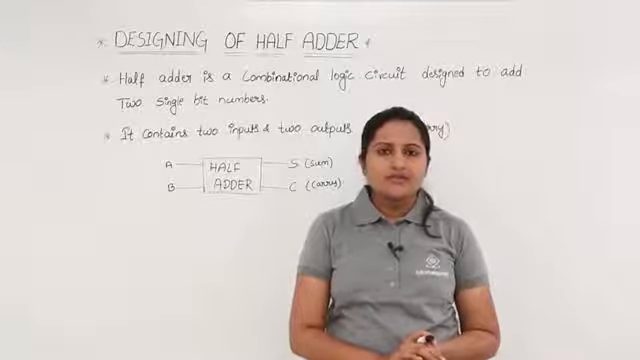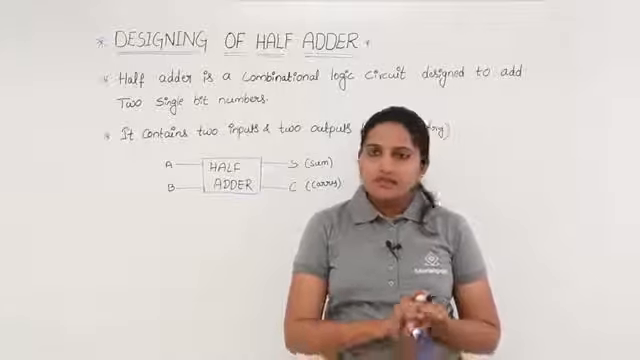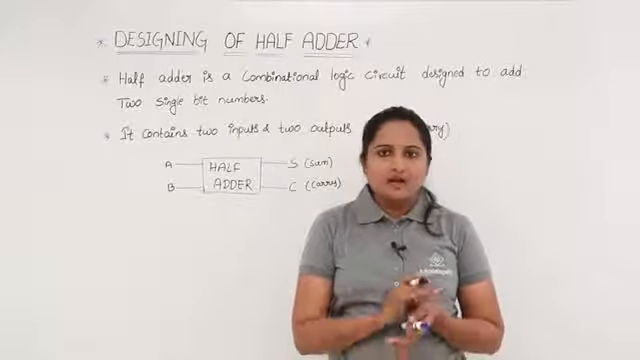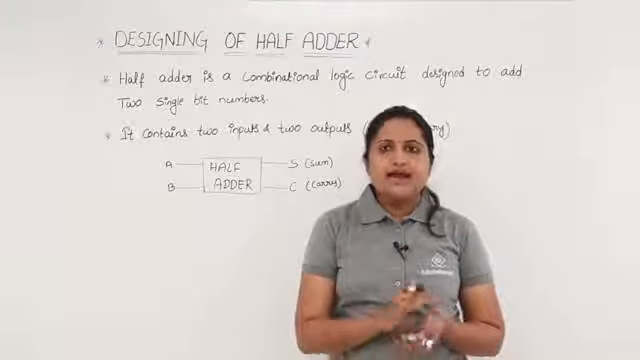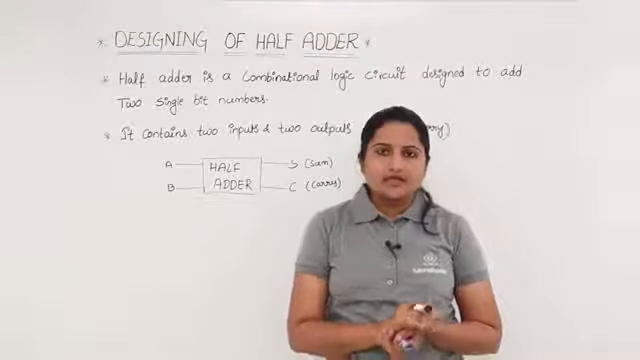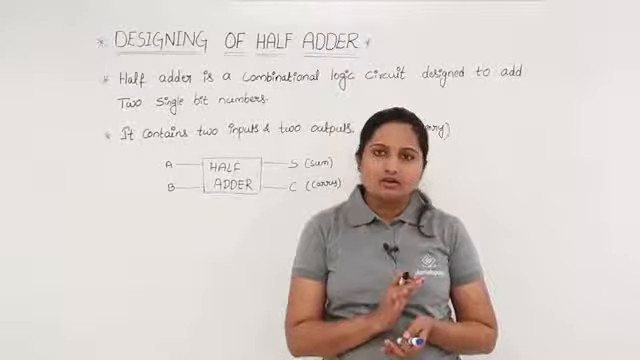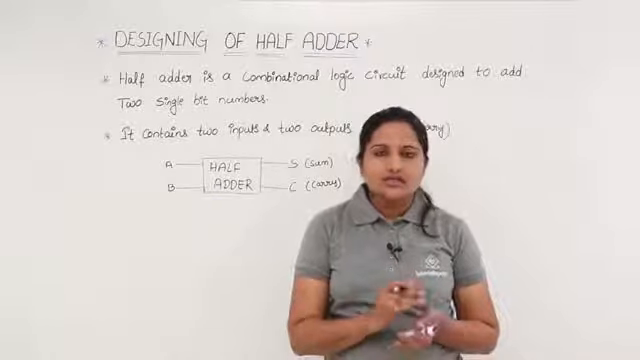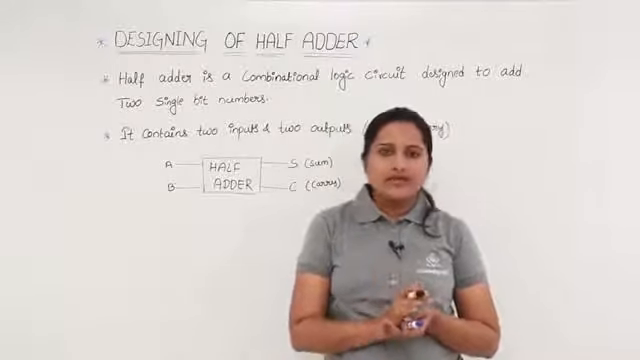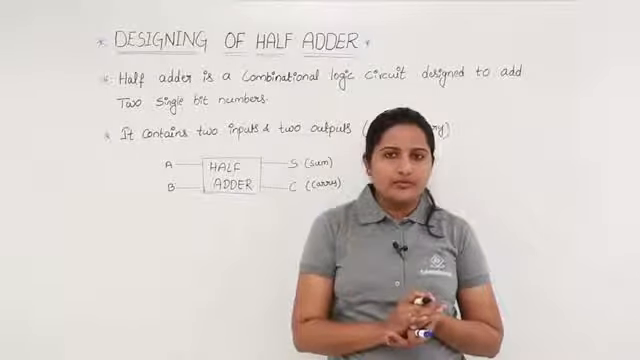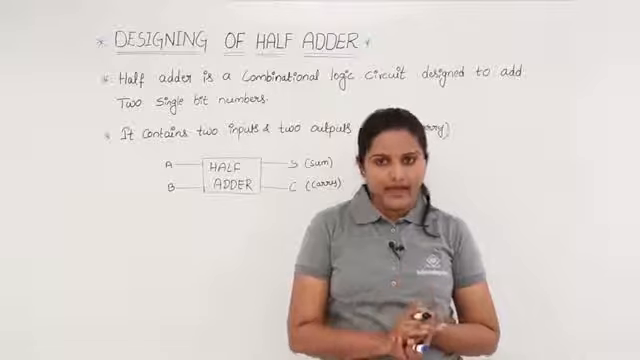In this class we are going to discuss the designing of a half adder. As the name indicates, this half adder is a combinational circuit designed to add two single bit numbers. So we can say this is an arithmetic combinational logic circuit which is going to add two single bit numbers. For a half adder you have two inputs and two outputs. The two outputs are sum and carry.